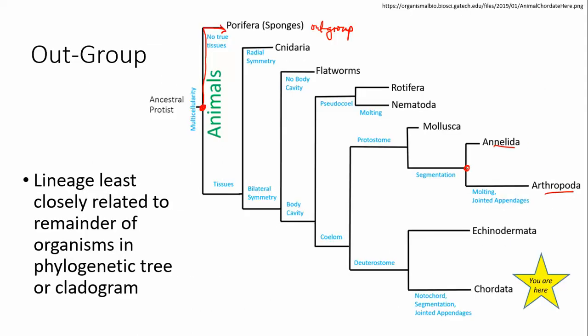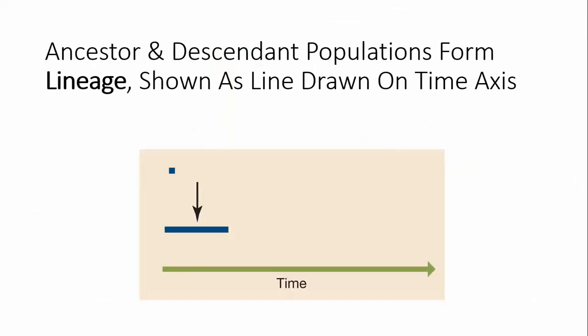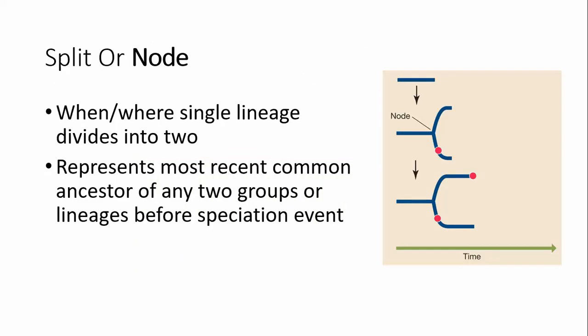So in a lot of the cladograms or phylogenetic trees you will see on the AP test, there's likely to be an outgroup in there somewhere. So when we're drawing these, we usually have our ancestral species, and then we draw a line showing its link to its descendant populations, and that's our lineage that we talk about.